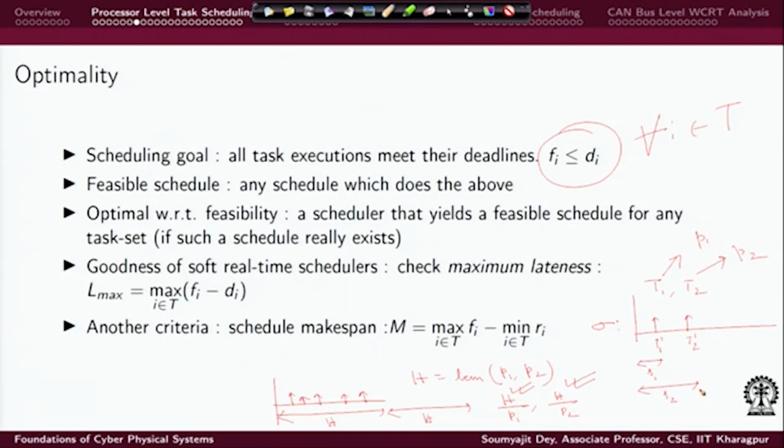So, any schedule where you are able to satisfy this for all these instances inside the hyper period, you are going to satisfy it definitely in the next instance, because that is what is just repeating, and that is a feasible schedule.